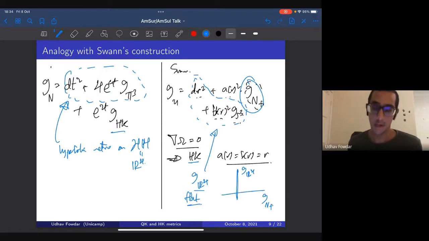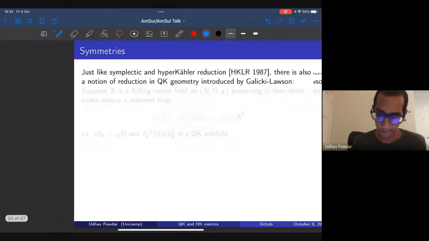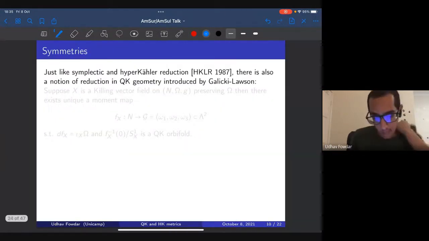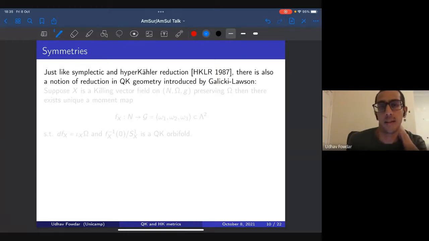If you know anything about the Swann bundle, you know that it has a lot of symmetries, which makes it very interesting. I'm going to get back to that in a minute. And I claim that every property of the Swann space is going to have an analog in our case for this metric on our total space N. So let me tell you what properties I'm really talking about. Just like in symplectic and hyperKähler geometry, you have the notion of a reduction.